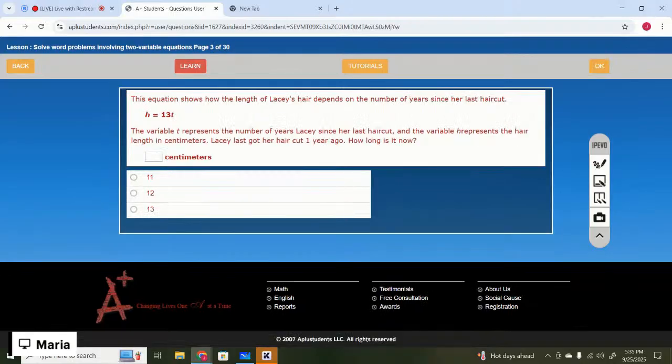Okay, the next one is this equation shows how the length of Lacey's hair depends on the number of years since her last cut. H equals 13 times t. The variable t represents the number of years since her last haircut, and the variable h represents the hair length in centimeters. Lacey last cut her hair 1 year ago. How long is it now?